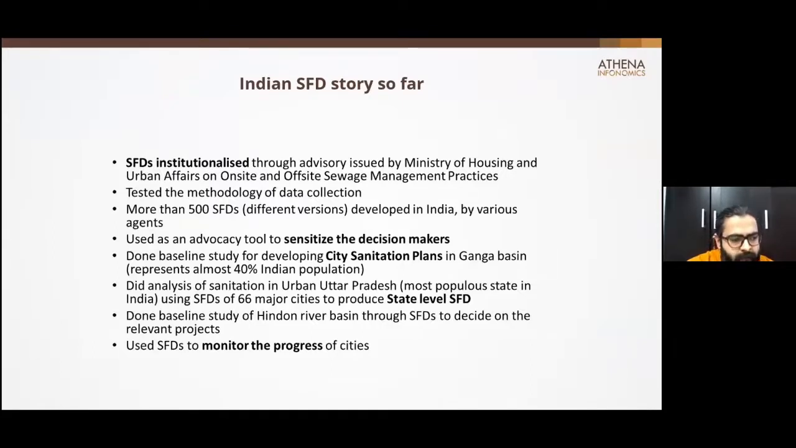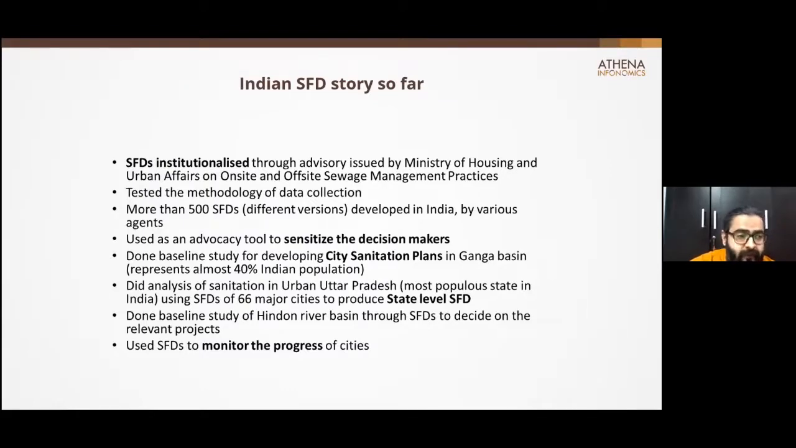When we were working with the state of Uttar Pradesh, we developed SFDs for 66 towns, and we combined those SFDs to make an SFD for the whole state. That helped us to really push hard for a state level policy on FSM. So not just at the city level, we could use SFDs at the state level as well.